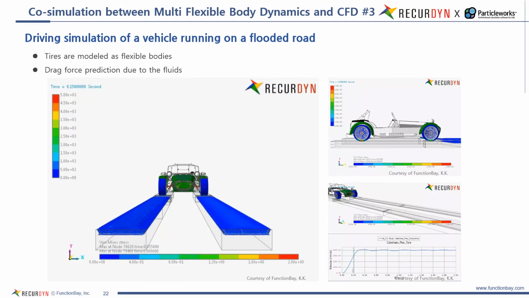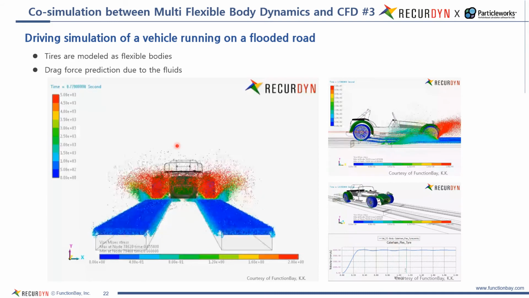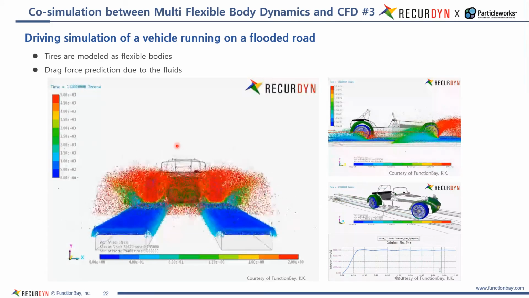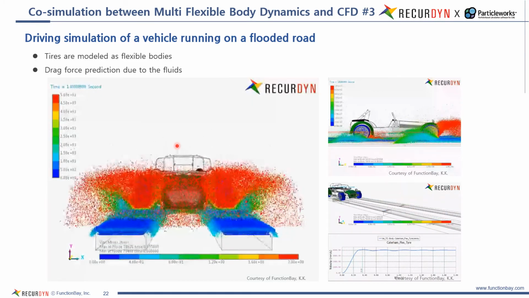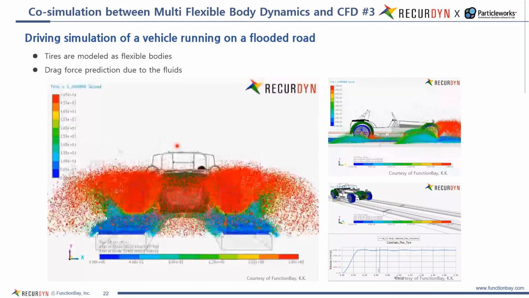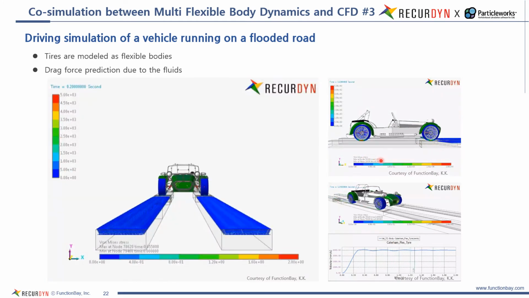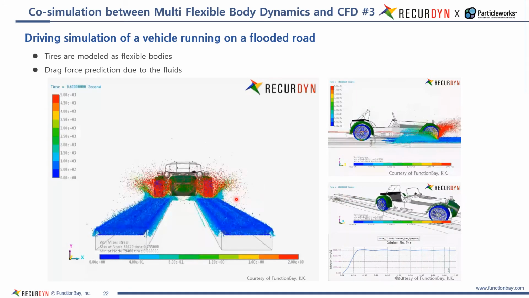The following case is the driving simulation of a vehicle running on a flooded road. For your information, the tires are made of flexible bodies. This shows the behavioral characteristics of the drag force acting on the tires by the fluid when the vehicle passes through the flooded road. As mentioned earlier, by creating particles using particle-based CFD, the water splash can be predicted well.